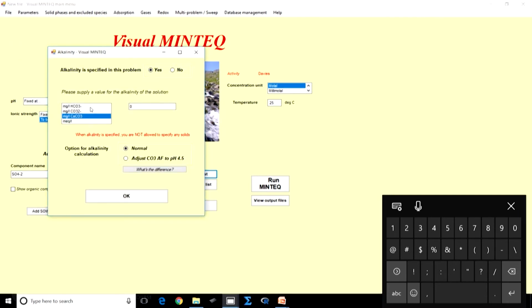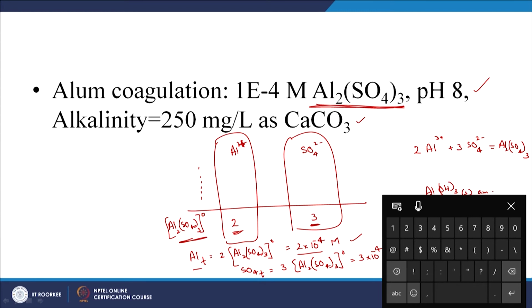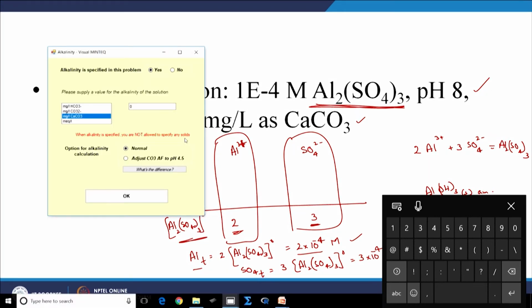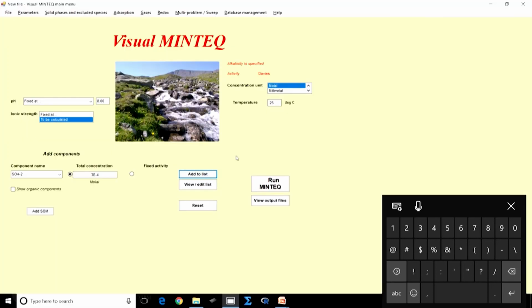What's the value here, please? 250 milligram per liter as CaCO3. So it's 250 here, and I'm going to say okay, and again move back to WMINTEQ hopefully. And here, am I done with it yet?